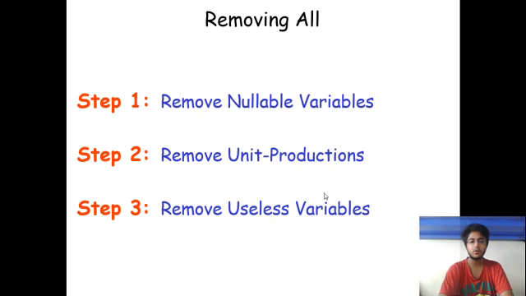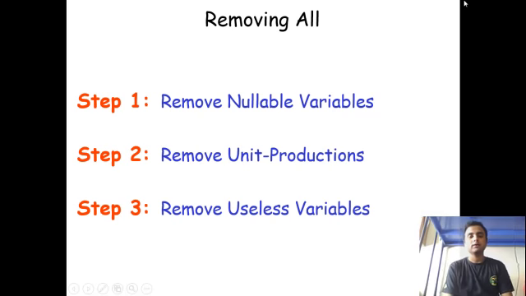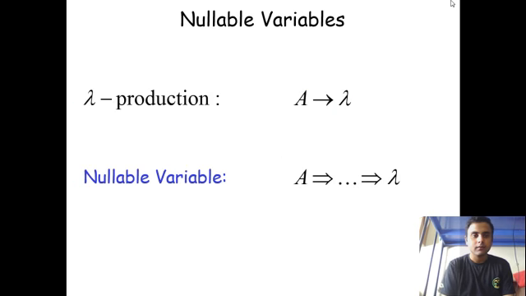So Shubham will talk about step 1 and this is Shubham, and I am going to talk about removal of nullable variables and removal of unit productions. Every production which is of the form capital A tends to lambda is classified as a nullable variable.